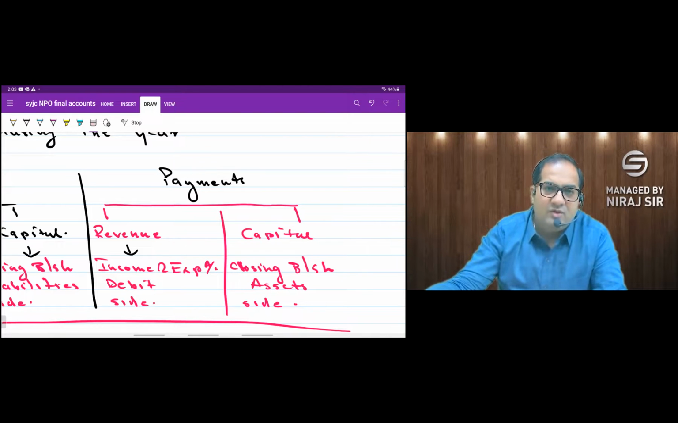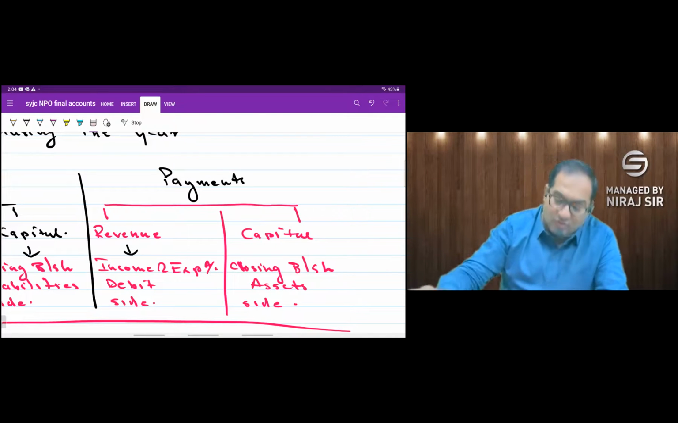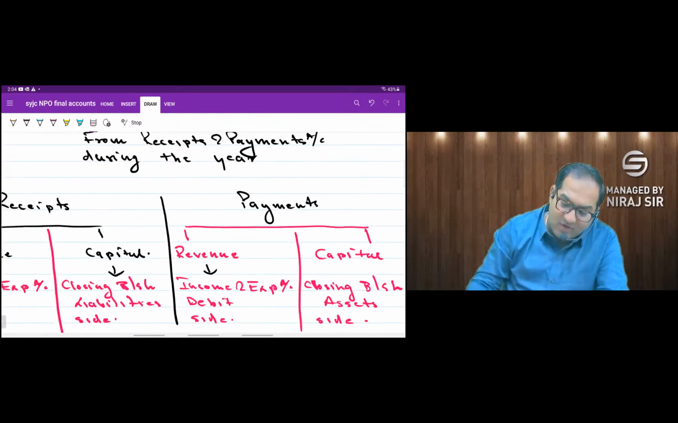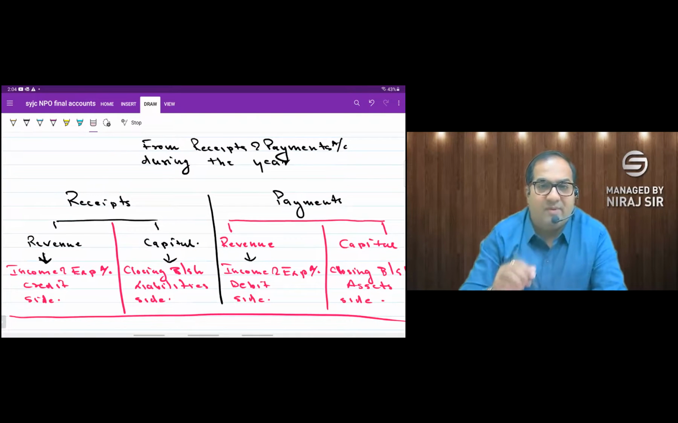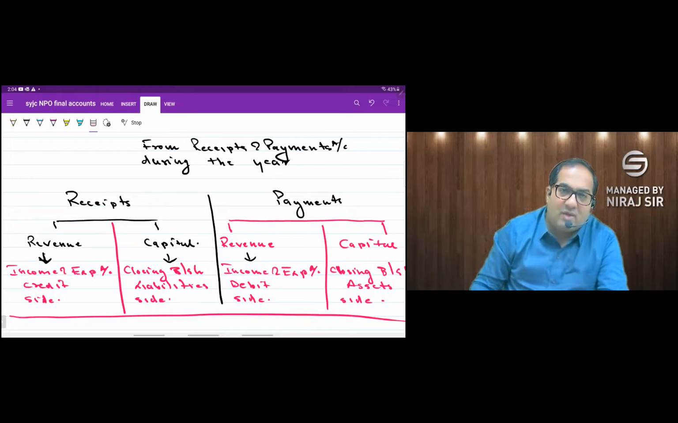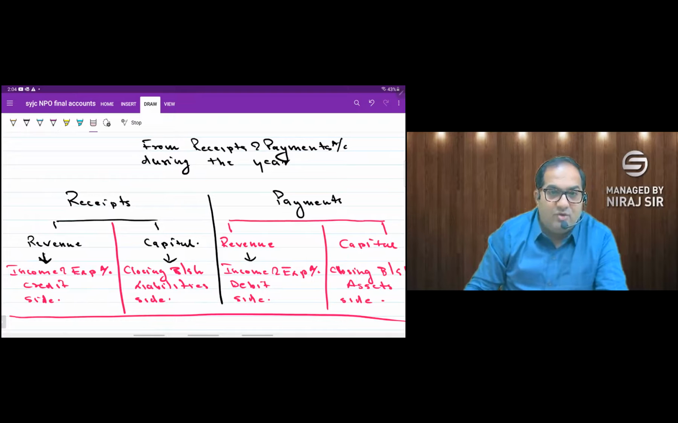Perfect. So remember, whether it is a revenue expenditure or capital expenditure, if you have paid during the year, it has to come on the payment side. So that's the reason why. Again, look here. You are obviously given a receipts and payments account. So first you will divide receipts into 2 parts, revenue receipt and capital receipt. Expenditure you will divide into 2 parts, revenue expenditure and capital expenditure.